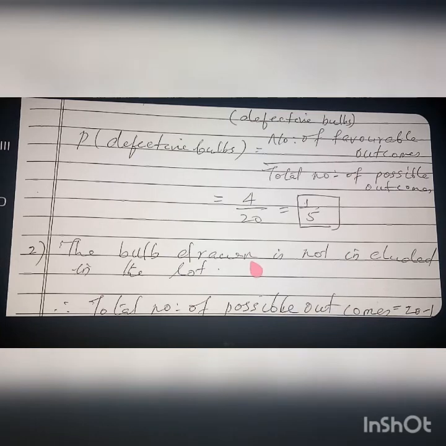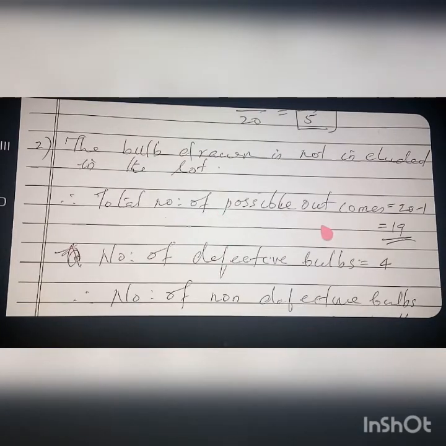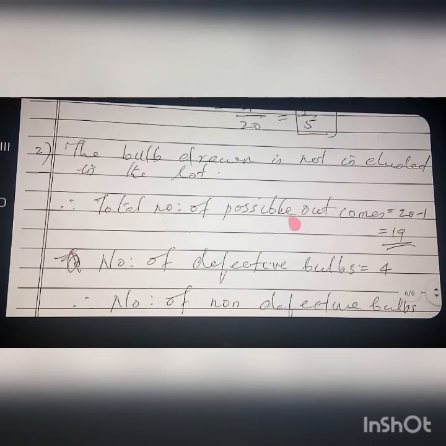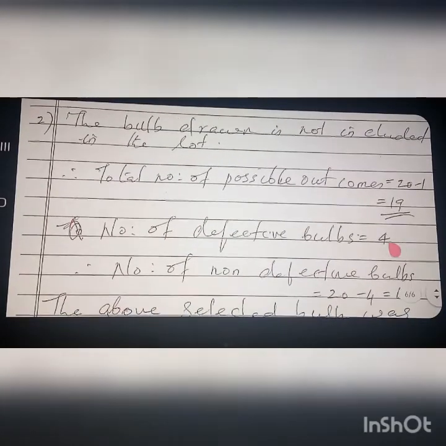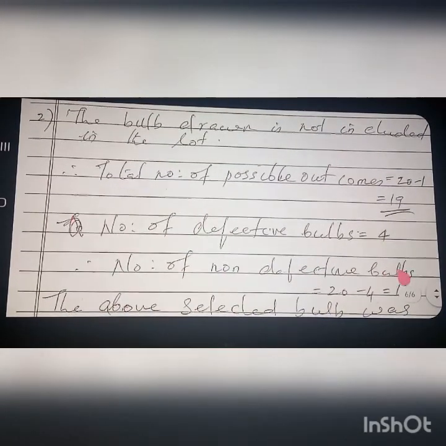So here you have to think properly. Total how many bulbs are there now? One bulb, which was not defective, was taken in the first case and not replaced in the lot. So what is the total number of possible outcomes? 20 minus 1, 19. The first one is taken and not kept back, so how many bulbs remain? 19. Clear? Now the number of defective bulbs we know is 4.